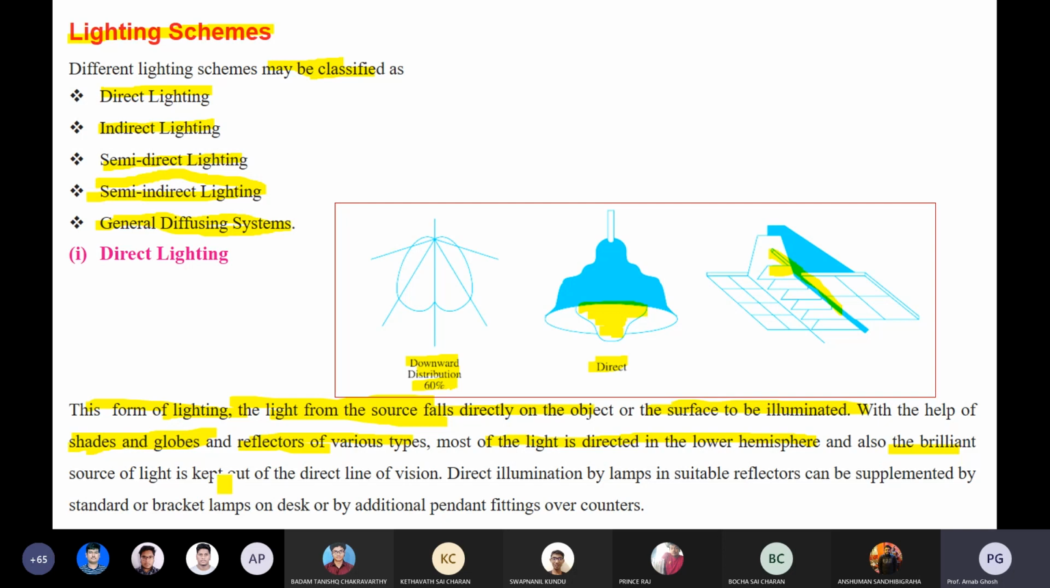Also, the brilliant source of light should be kept out of the direct line of vision. Direct line of vision means where you want to see that object. You know that light energy is reflected from particles, and that's why things are visible.